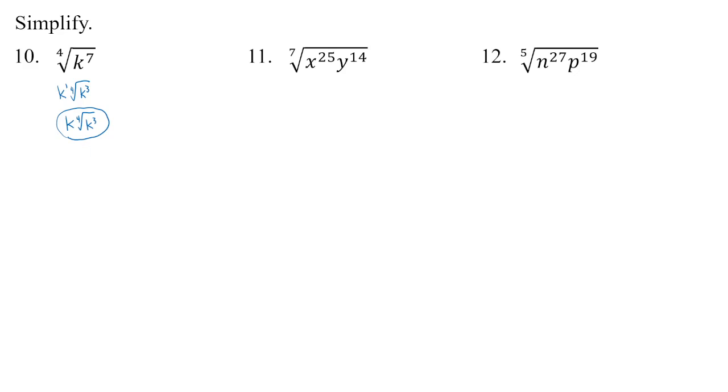Next, we have the 7th root of x to the 25th, y to the 14th. Well, 7 goes into 25 3 times with remainder 4. And 7 goes into 14 2 times with no remainder at all. That's why you're not going to have a y inside the radical sign. Therefore, your final solution is x to the 3rd, y to the 2nd, times the 7th root of x to the 4th.